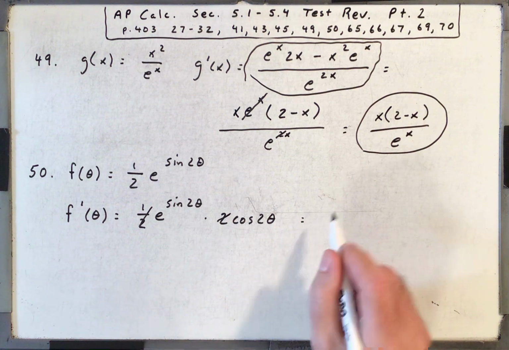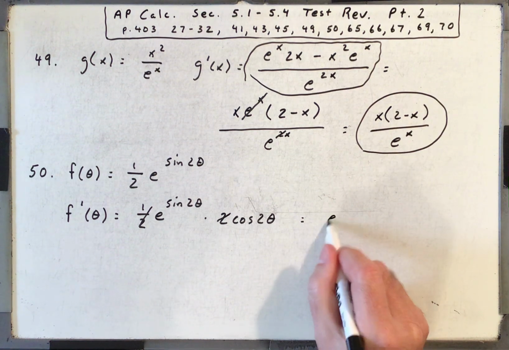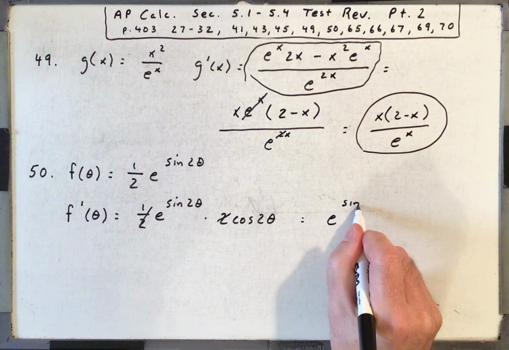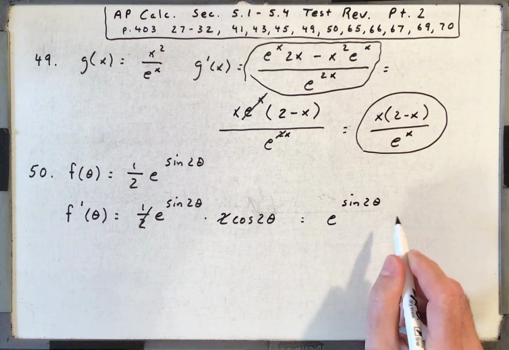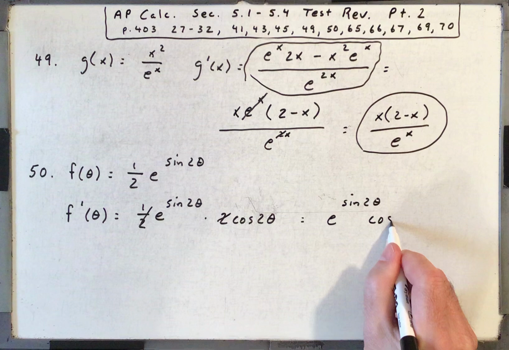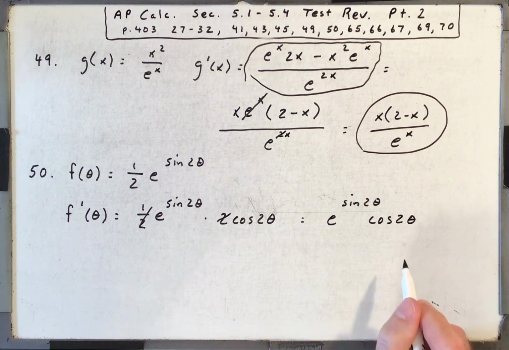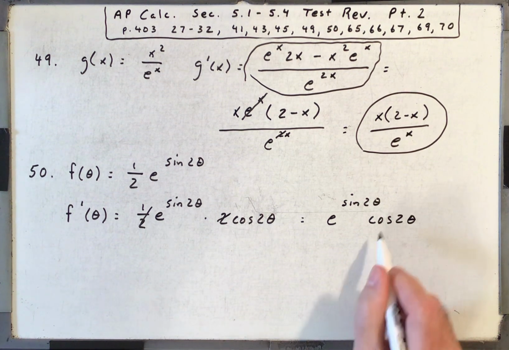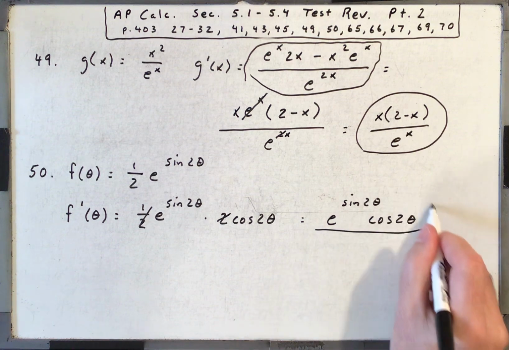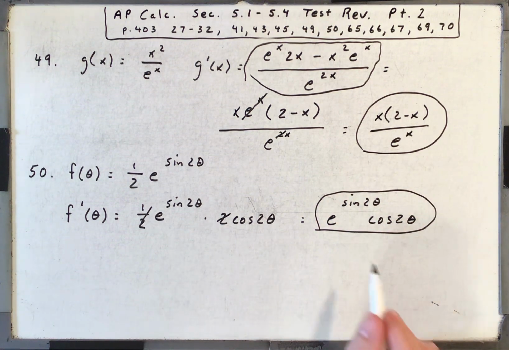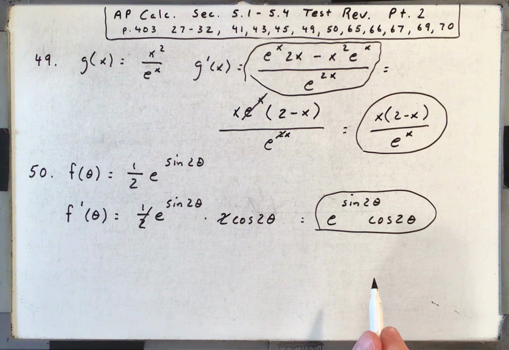So we end up with, and let's see, I think it's okay to write it like this, e to the sine 2 theta times cosine 2 theta. And if you want to bring the cosine 2 theta out front, that probably would look a little better so you wouldn't have that gap there. Okay, that does it for the derivatives.